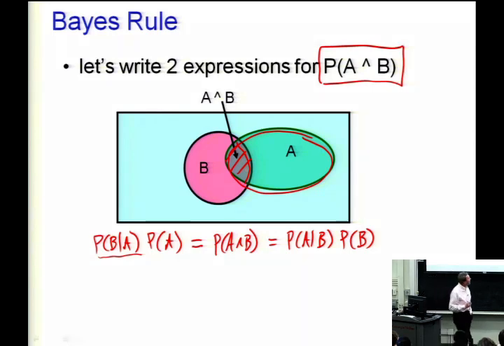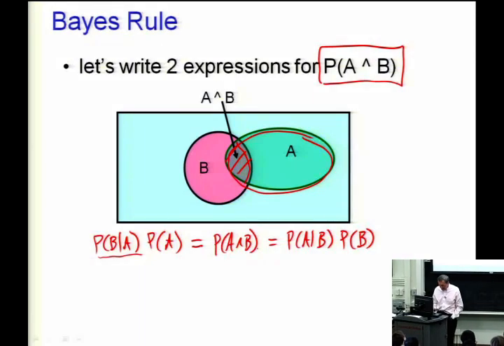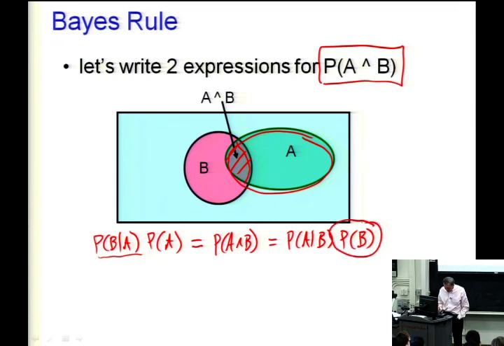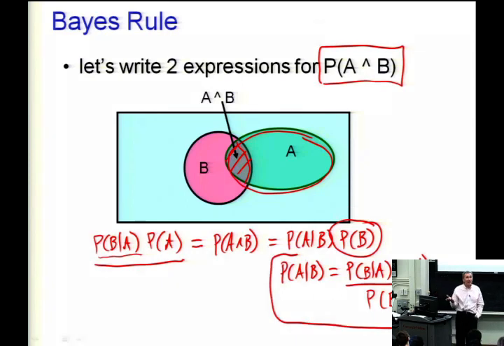Okay, so if I write down those two equivalent expressions for the conjunction in terms of the chain rule, then what if I just divide through by, let's say, P of B? Then I'm going to get P of A given B equals, let's use this one on the left, P of B given A times P of A, all divided by P of B. That is Bayes' rule.